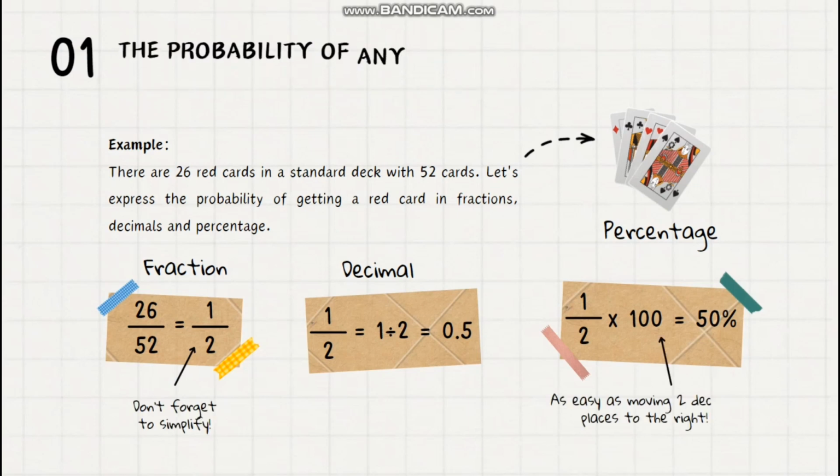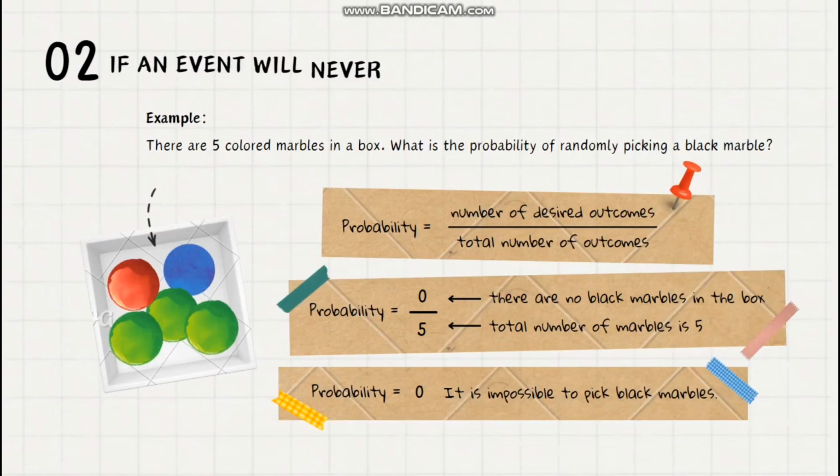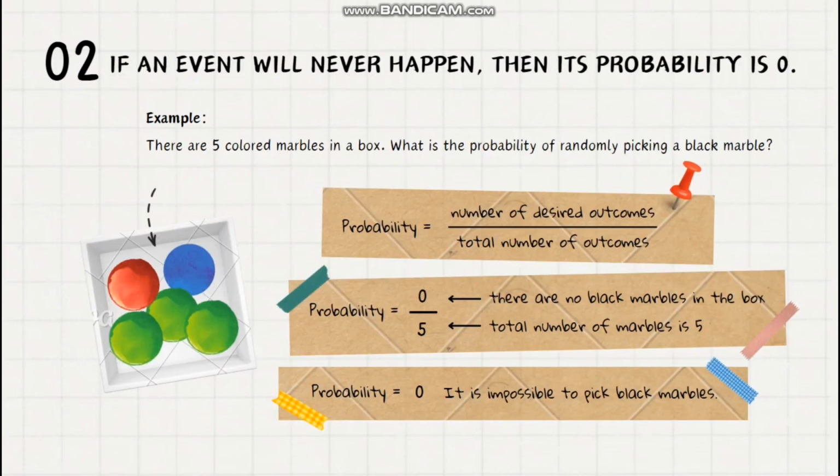And now let's proceed to the second rule, which is if an event will never happen, then its probability is 0. For example, there are 5 colored marbles in a box. What is the probability of randomly picking a black marble? Since there are no black marbles in the box, we've come up with the desired outcomes, which is 0 over 5, which is the total number of marbles in the box. So therefore, the probability of getting a black marble is 0.